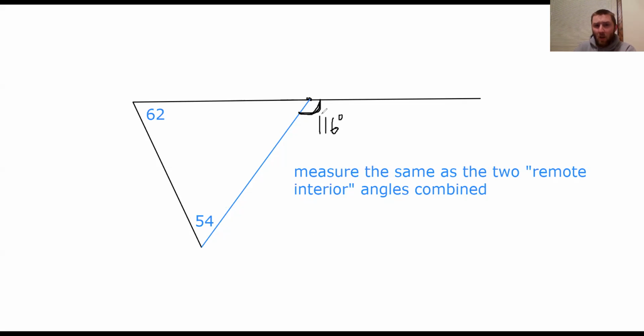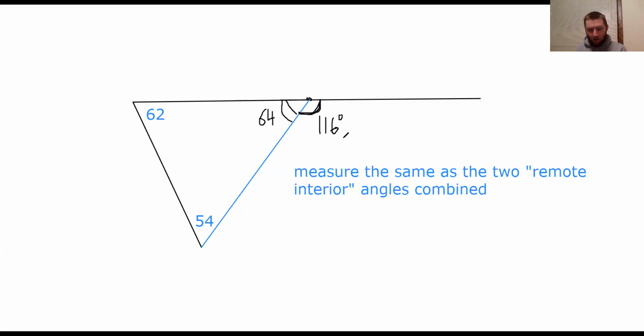Also, based on this information, we should be able to find the measure of this interior angle, right? This inside angle has to add up to 180 degrees with the exterior angle, but it also has to add up to 180 with those other two. So we can do 180 minus 116 and find this right here, or 180 minus 62 and then minus 54. And then we would end up with 64 degrees. So exterior angles measure the same as the two remote interior angles put together. So that's the deal with exterior angles.